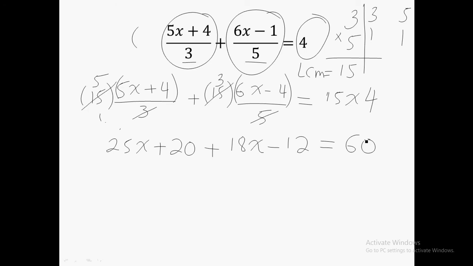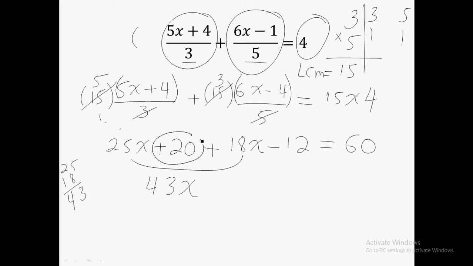Here we can arrange in variables and constants. So these variables can be added to this. So 25x plus 18x, because the same variables can be added or subtracted. So 25x plus 18x, you can add here. Do not use a calculator, you do not need that. So 25 plus 18 is 43. We have 1 and this is 4, so here is 43x.